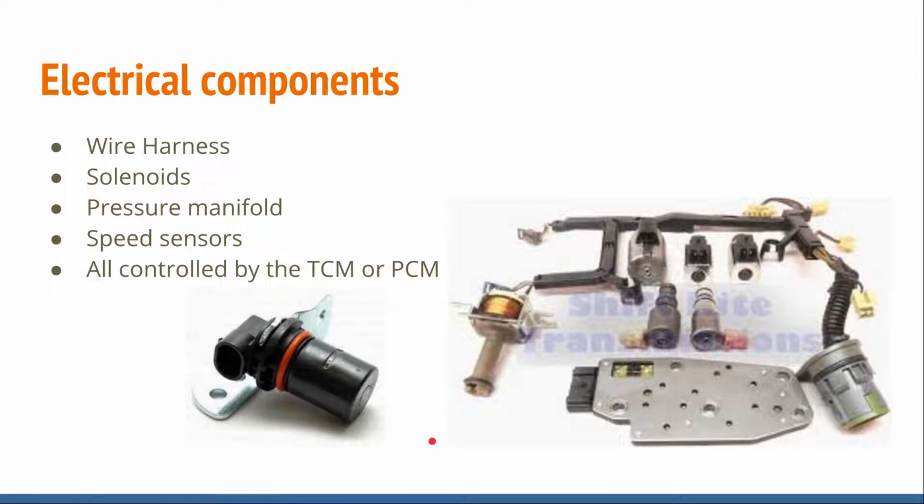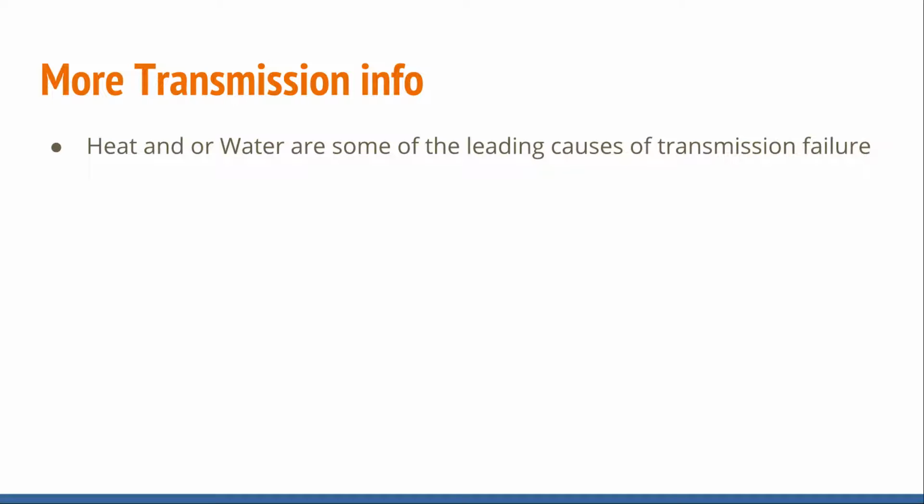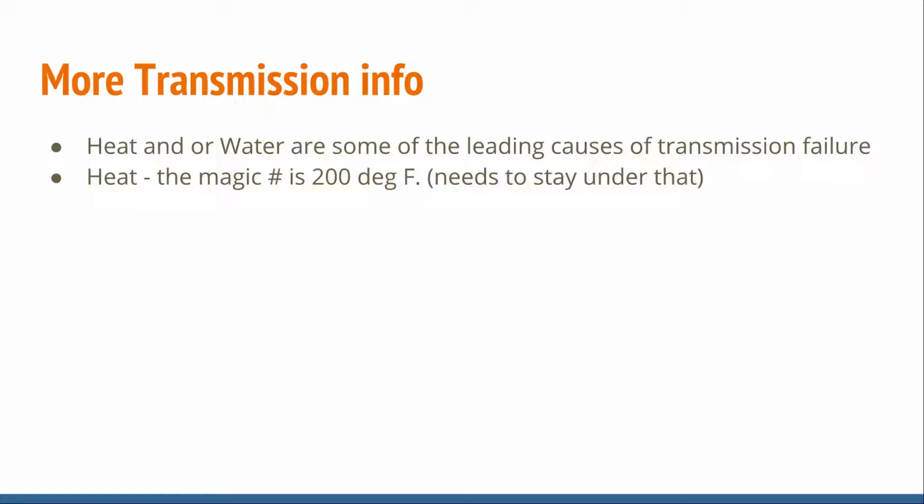And all this stuff is controlled by the transmission control module, or in some cases the PCM or powertrain control module. Some more transmission issue info for you here. Heat and water are some of the leading causes of transmission failures. So most of the time when a transmission fails, it's due to one of these two things. Heat. The magic number I have on here is 200 degrees. We like transmissions to stay under that.